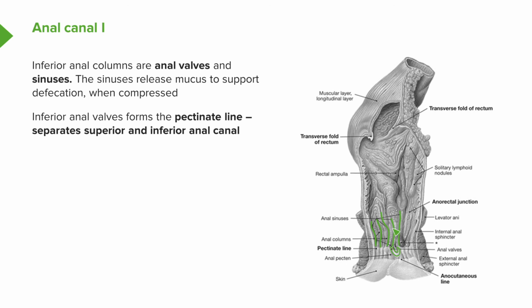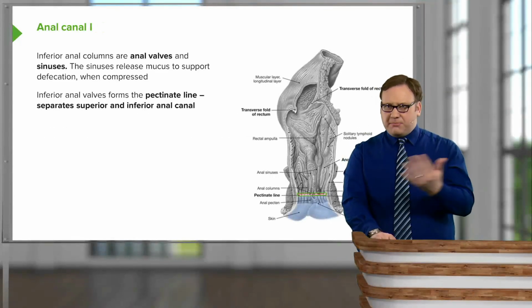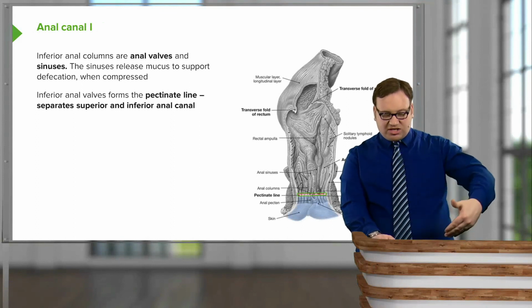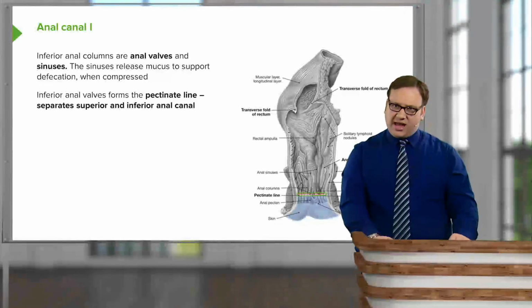The inferior anal valves form this pectinate line, and this pectinate line is important because it separates the superior and inferior aspects of the anal canal. And importantly, this is where the skin creeps in and the mucosa becomes keratinized. You go from this digestive membrane that we had in the gastrointestinal tract, and it actually changes as we get into the inferior anal canal, as the skin becomes keratinized.